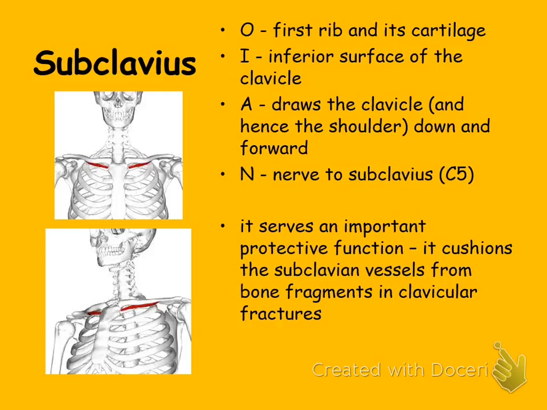It also helps protect the subclavian vessels, the artery that's underneath, and if we break our clavicle, that becomes a problem. It can go right through that, cut your artery or your vein, and you can die very quickly if this little muscle wasn't there to protect you a little bit.